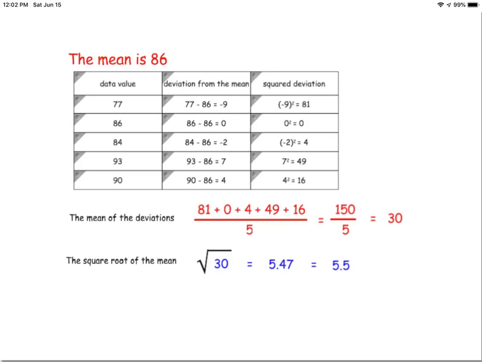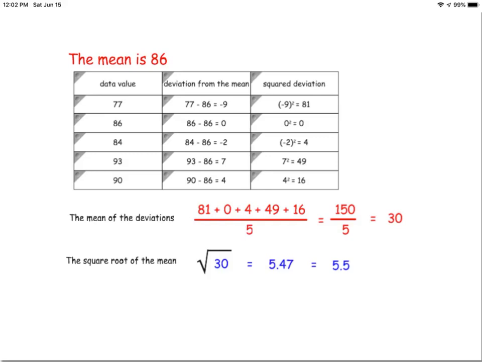Then, after I find the square deviation, I have to add all my square deviations together. So I'm adding 81 plus 0 plus 4 plus 49 plus 16. I add them together, I get 150. I added 5 numbers, so to find the mean or the average, remember, we are dividing that number by how many numbers we added. So I'm dividing 150 by 5, which gives me 30.